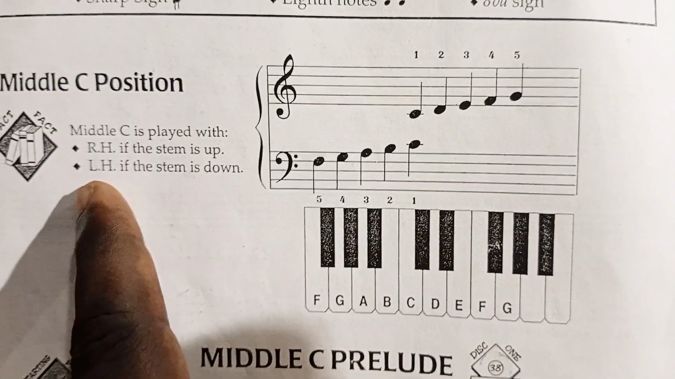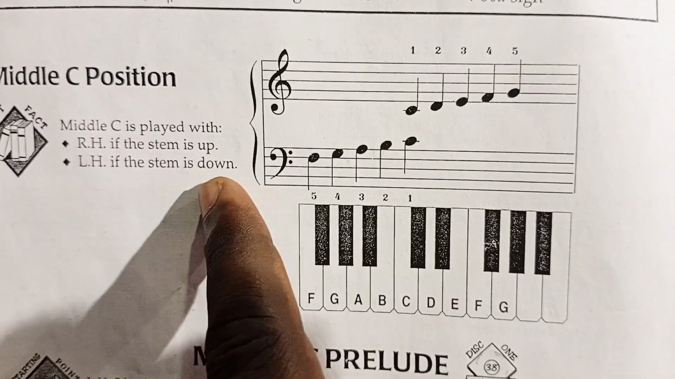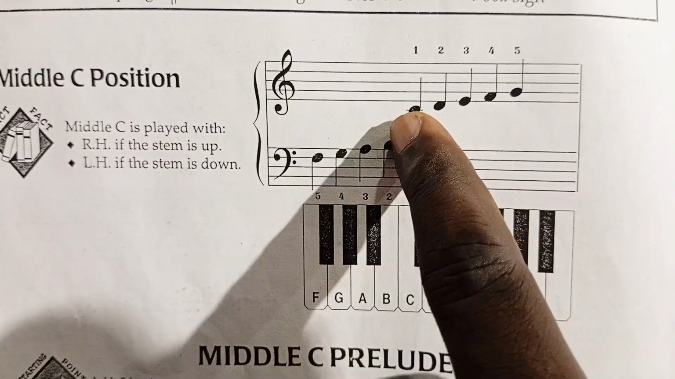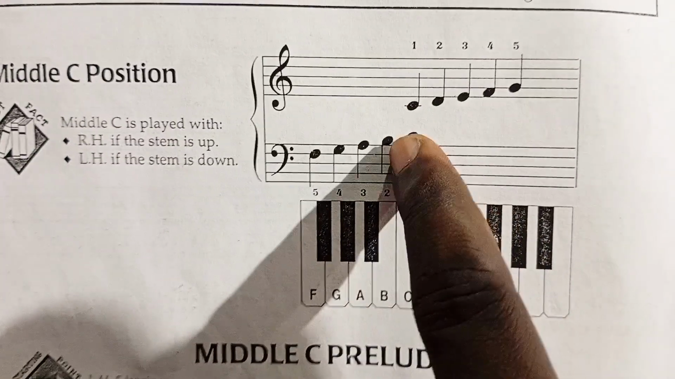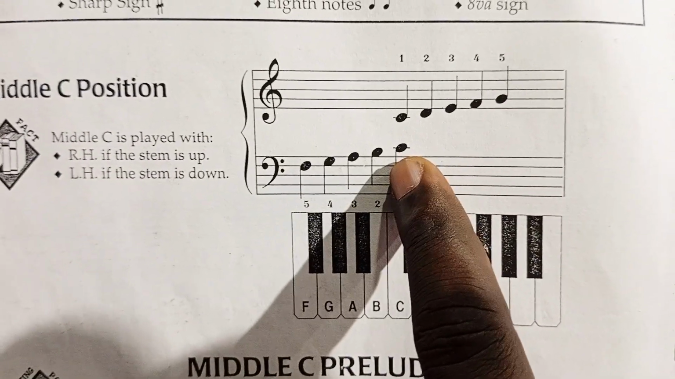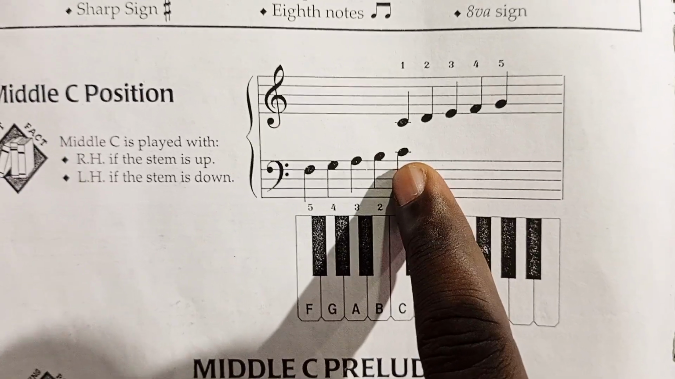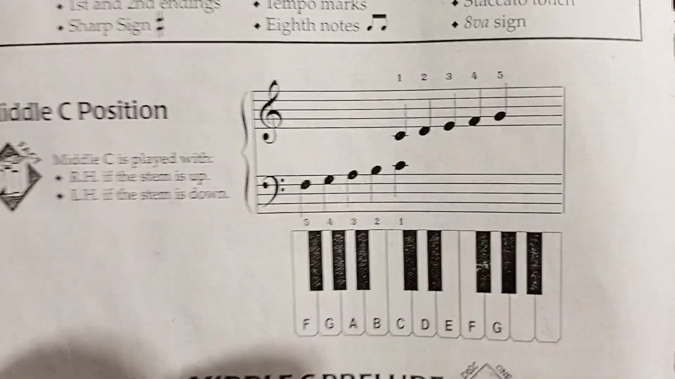Then the other is the left hand. We play with the left hand if the stem is down. So if the stem is down, like this stem downward, we play this with our left hand. That is the rule of playing middle C notes.